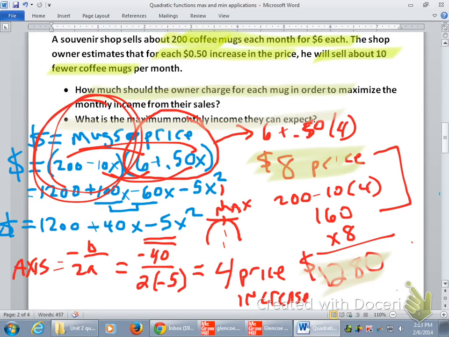Gotta work on my colors. All right. Do you guys see what's going on? All right. There's a lot with that.